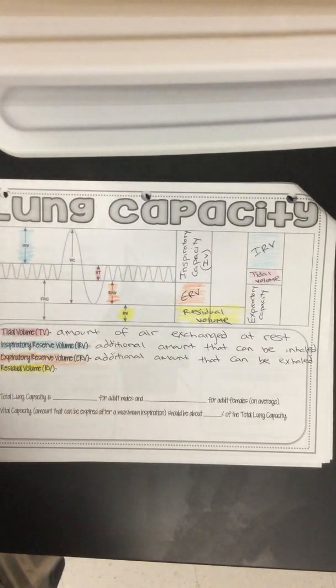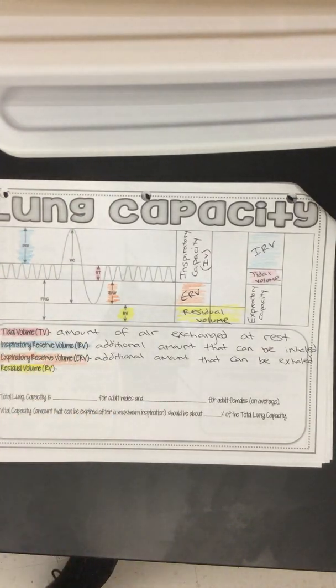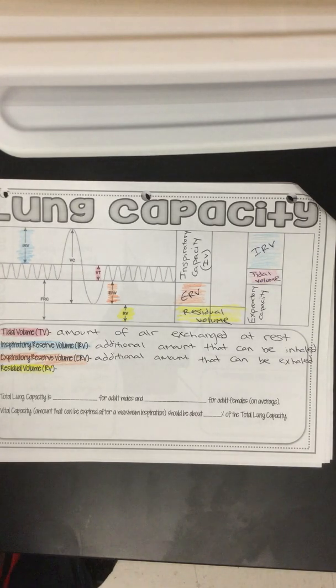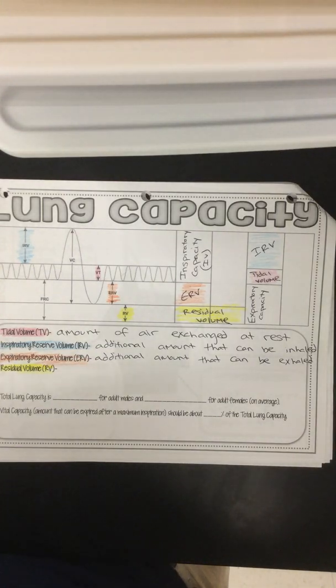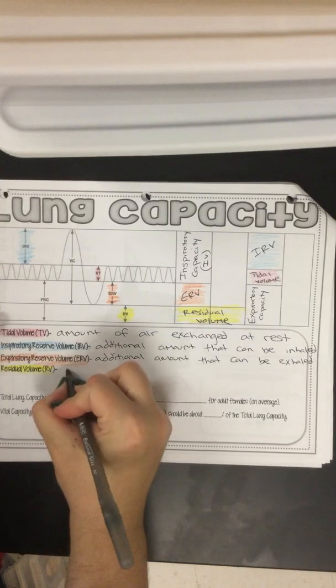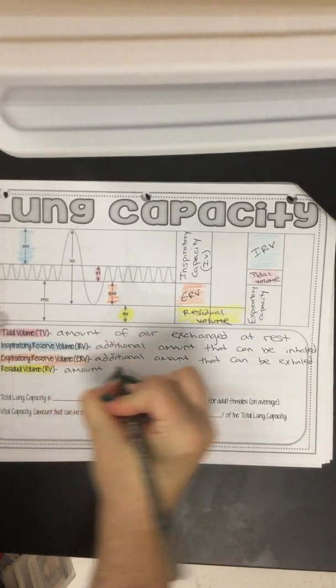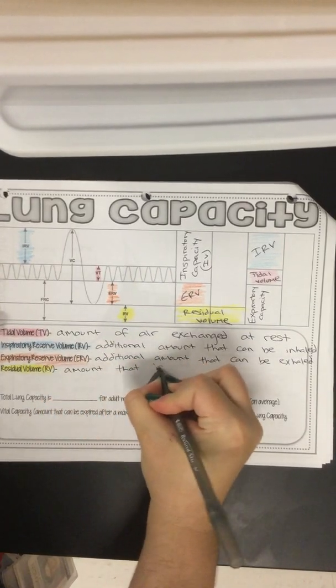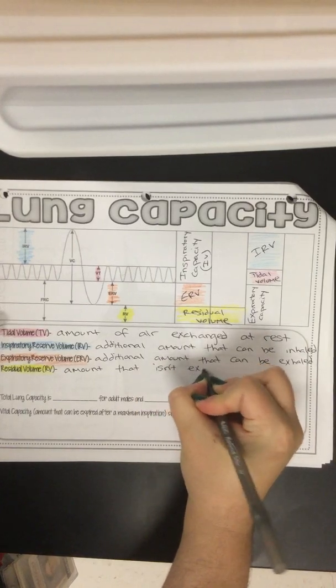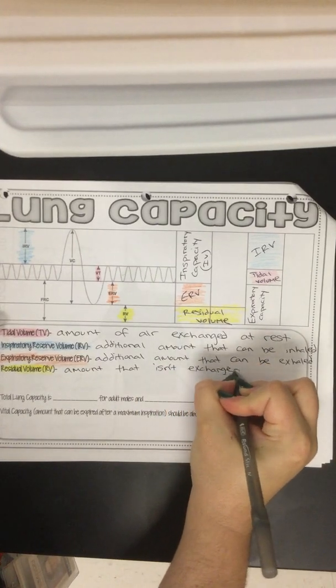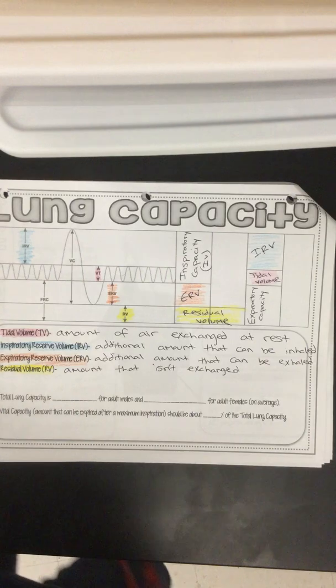There's always at least a little bit of air that never makes it down to the alveoli to actually be exchanged with your blood. It's only a small amount of it, so that's kind of what the residual volume is. You kind of just breathe it back out. So it's just a little bit of all the total air you breathe.